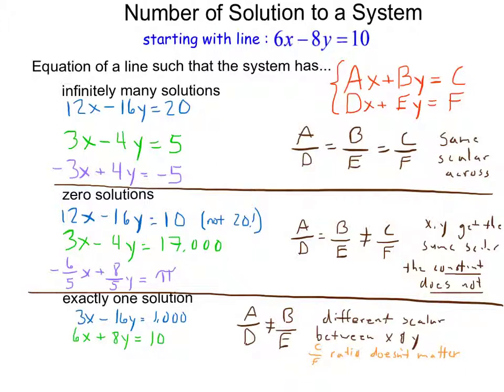So let's just recap. In order to have infinitely many solutions, you need to have a scaled up version of the entire line, and that means that you are the same line. If you scaled up the x and y's but did not use the same scalar on the constant at the end, you are going to have 0 solutions and be parallel lines. And if between x and y you have a different ratio, that means that your lines have different slopes, so they will intersect exactly once.